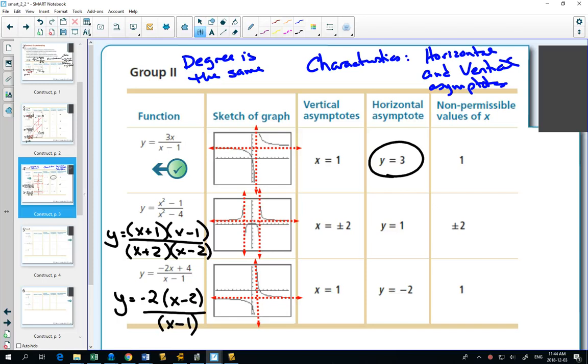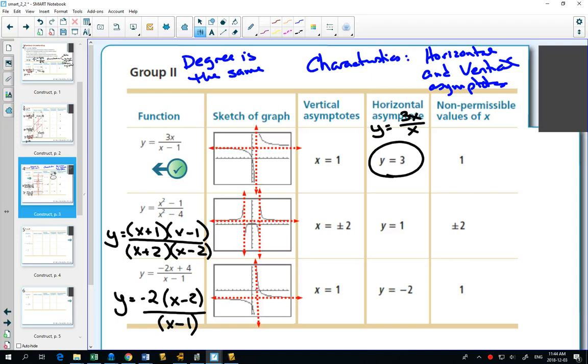So what we can do when we're trying to figure out the horizontal asymptotes is look at the equation and just look at the values of the highest degree. The highest degree in the top is an x to the 1. The highest degree in the bottom is an x to the 1. If I just look at the x's, I have 3x on the top and x on the bottom. What does that simplify to? Y equals 3. And that's how you can find your new horizontal asymptotes.